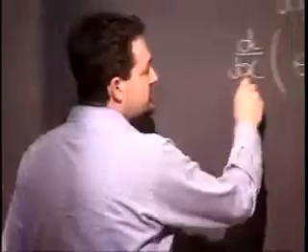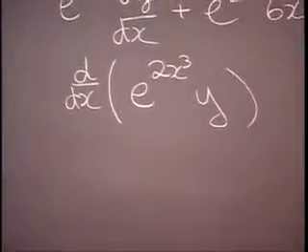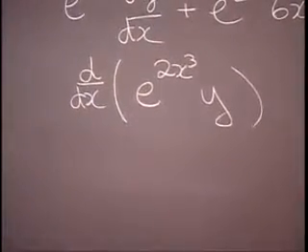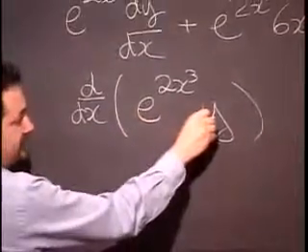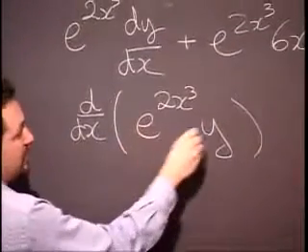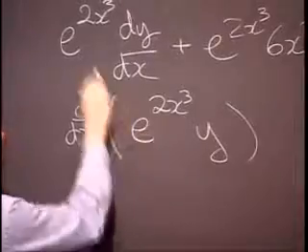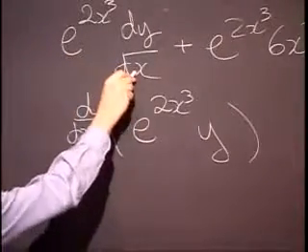How would you differentiate this product? Well, you have to differentiate it implicitly. It's u dv dx. Well, in this case, u is e to the 2x cubed and v is y. So you're going to get e to the 2x cubed dy dx.